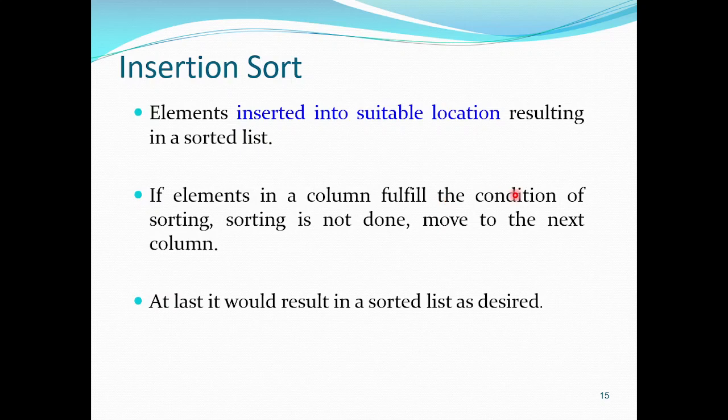The condition for ascending would be that the first element compares less than the second element. For descending, the first element will compare larger or bigger than the second element. Once the condition is true, we can insert that element into the right location, until the result is a sorted list as desired, either ascending or descending.